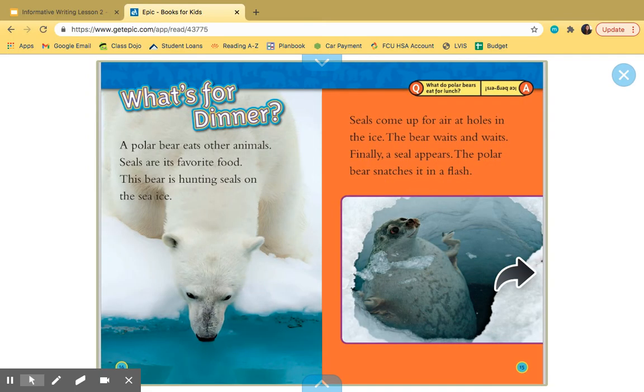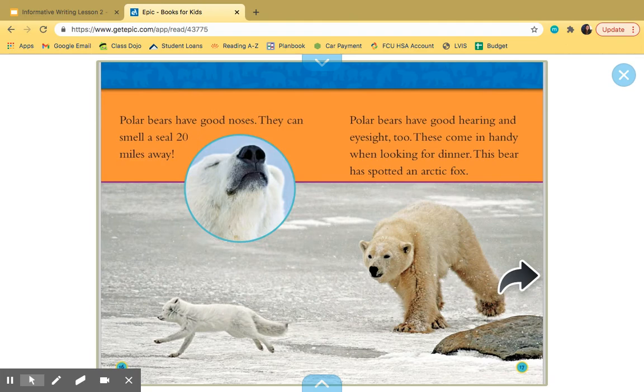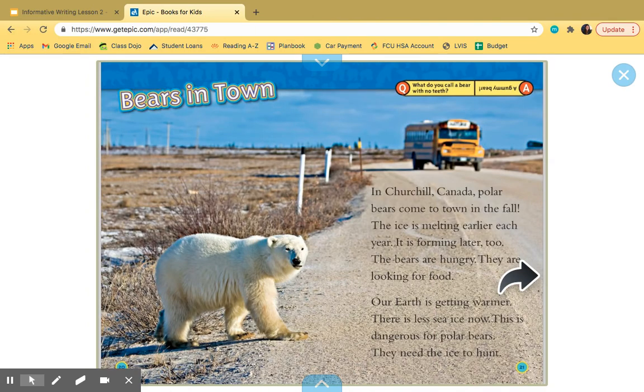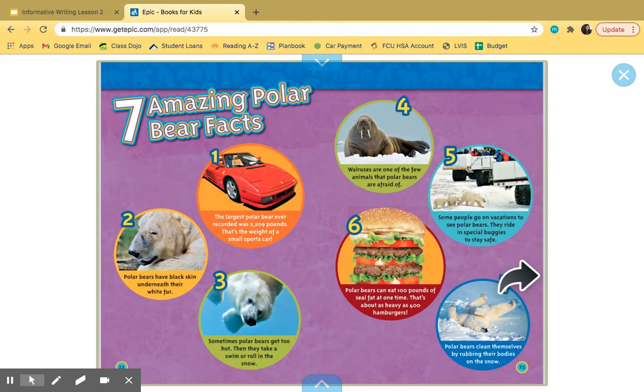This says, "What's for dinner?" It looks like seals are what they like to eat for dinner if we're just looking at that picture. We see some more real pictures of polar bears. This says bears in town. And this says 7 amazing polar bear facts. Remember, friends, facts are something that you can prove. So you can read this page to learn even more about polar bears.